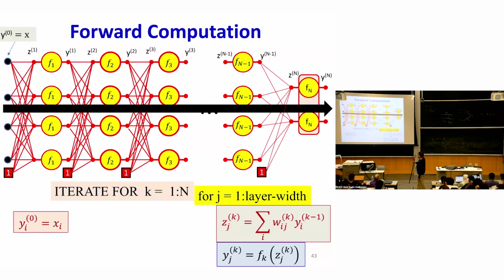If I were to write this down as pseudocode, this is what it's going to look like. I'm going to go through the layers. K represents the layers. y_i superscript 0, the 0th layer values, are just the inputs. And then for each subsequent layer, I loop through all the neurons. For each neuron, I compute the affine value as the weighted sum of the outputs of the previous layer. And then I apply an activation to this affine value to get the output of the neuron. When I'm done computing this, I'm going to have both the affine value and the output of every neuron of every layer.